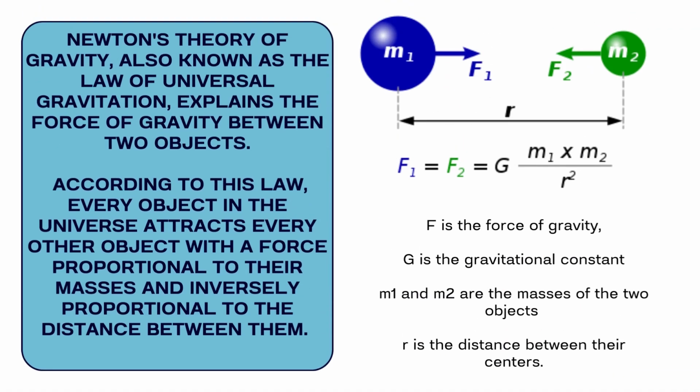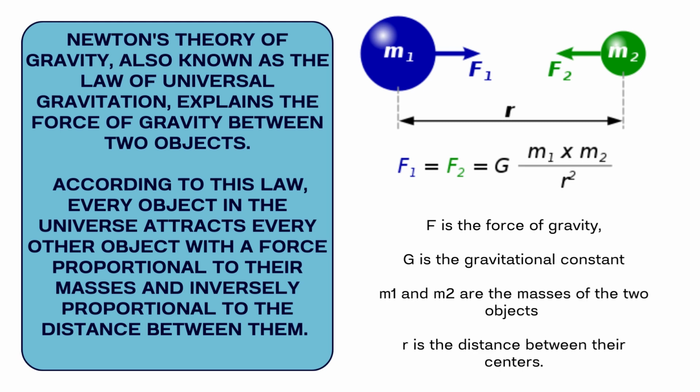Newton's theory of gravity, also known as the law of universal gravitation, explains the force of gravity between two objects. According to this law, every object in the universe attracts every other object with a force proportional to their masses and inversely proportional to the distance between them.